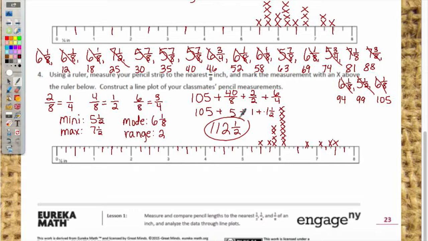112 and 1/2 inches if we laid all our pencils down and added up all the lengths. Now how many feet is that? What would I divide by? No, you're thinking yards. So I'm going to do 112.5 divided by 12 to figure out how many feet.